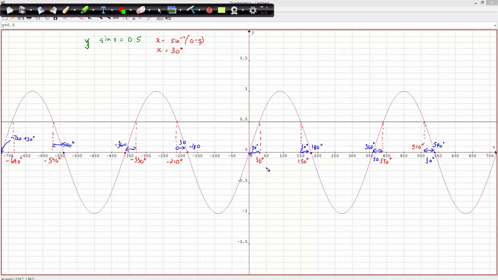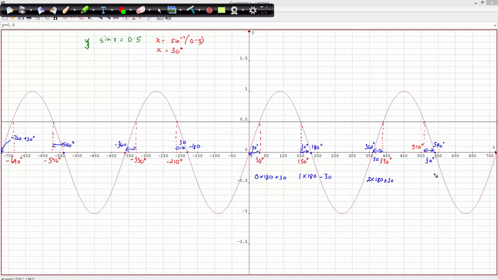Once again, let's see the pattern going on here. This solution here could be described as 0 lots of 180 plus 30. This solution here, the 150, could be described as 1 lot of 180 minus 30. The solution here, 390: well, 360 is 2 lots of 180 degrees, then we're going to go plus 30.